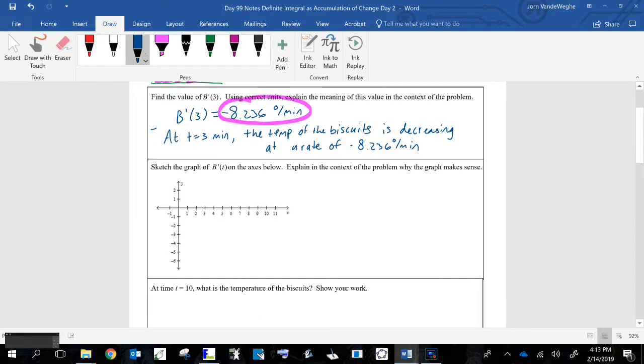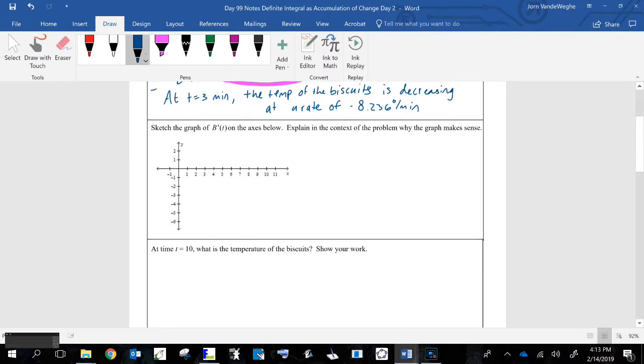Now I have to sketch the graph of b prime of t on the axis below. Explain in the context of the problem why the graph makes sense. So what you're doing now is setting an appropriate viewing window on your calculator, and the graph looks something like this. What are we looking at the graph of? This is b prime of t.